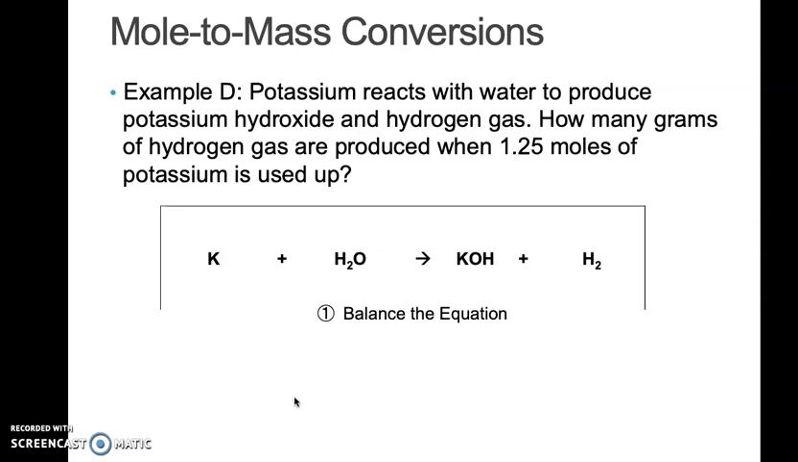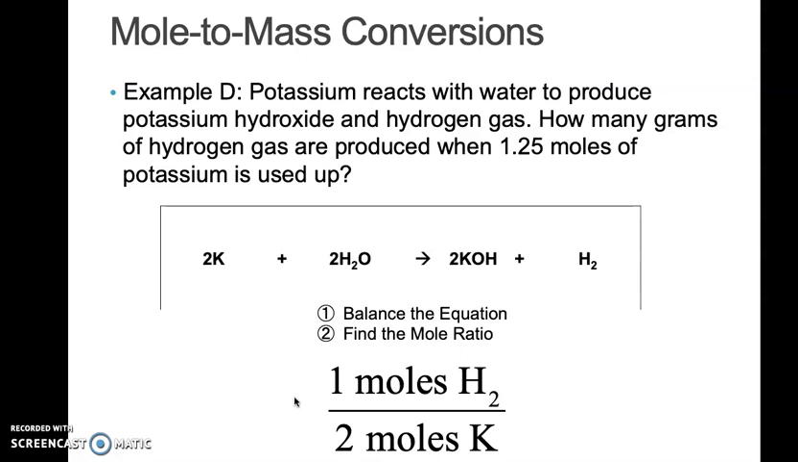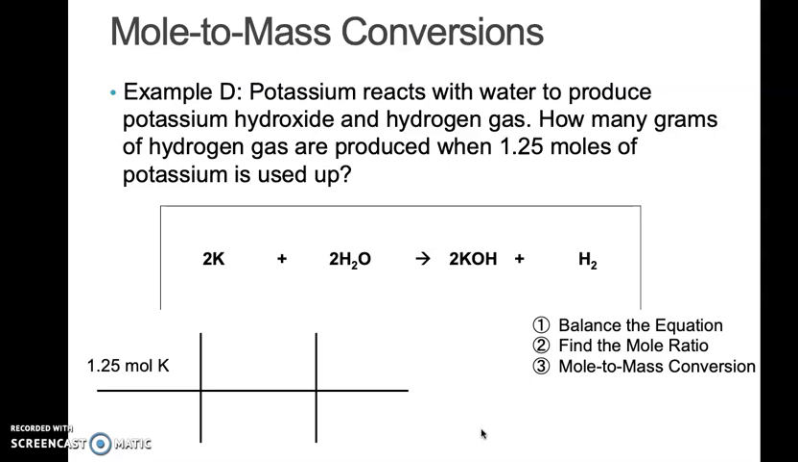So we need to balance the equation first. We know how to do this. We need to find the mole ratio. We're going from moles of potassium to grams of hydrogen. So we've got hydrogen here and we've got potassium here, okay? What do we have? We have 1.25 moles of potassium. What do we want to get to? We want to get to grams of hydrogen.